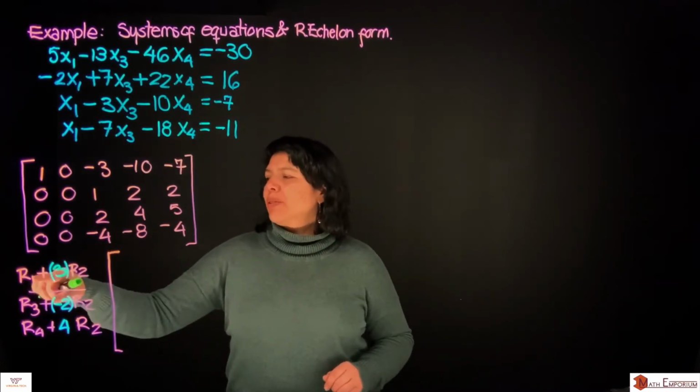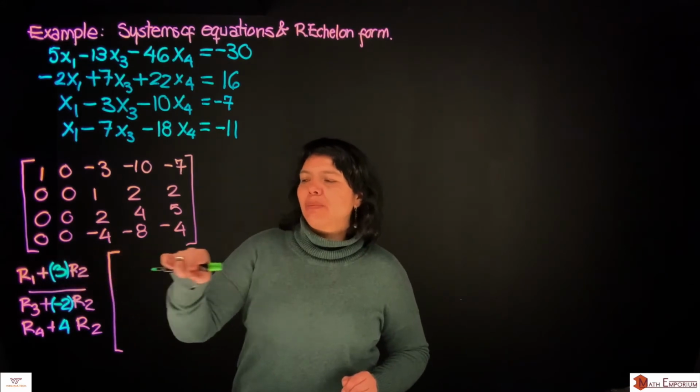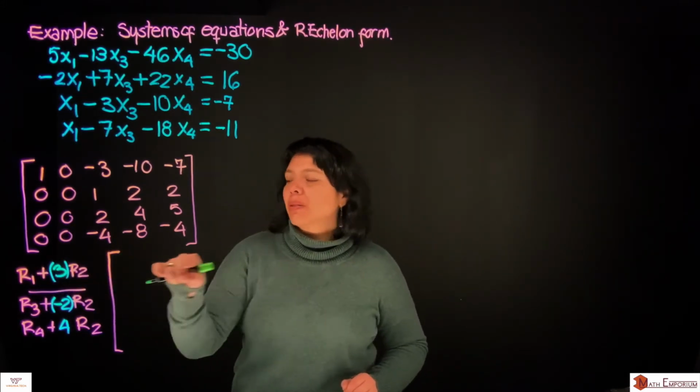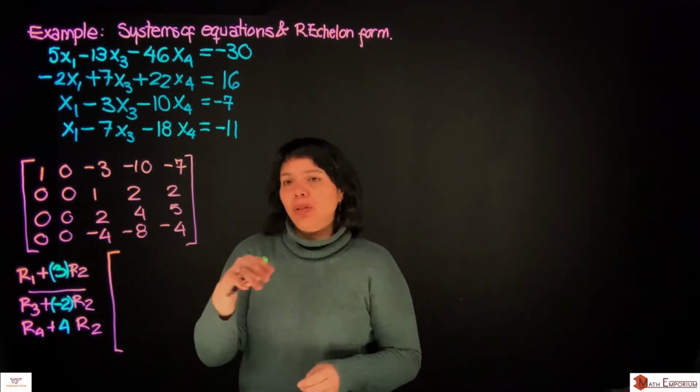Okay, so we're going to do row 1 plus 3 row 2, and again I'm just going to show you how to do the computation for this first new row, and then I'm going to give you the answer. Make sure that you do this on your own.